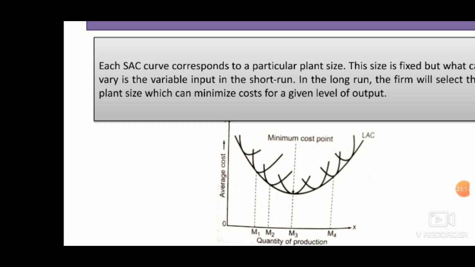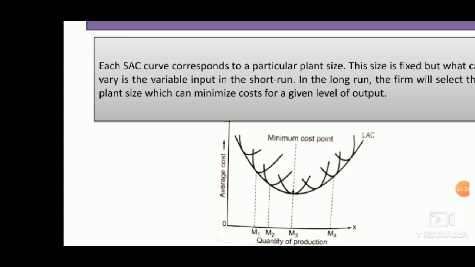You can see carefully. In long run, please try to understand this diagram. I am going to explain. In long run, a firm can change the size of its plant. It can choose any size of plant according to its requirement. Therefore, the number of plants as well as the number of SACs is infinite in long run. In such cases, long run average cost curve, that's mean LAC, will be regular and smooth. It can be explained with the help of following diagram.